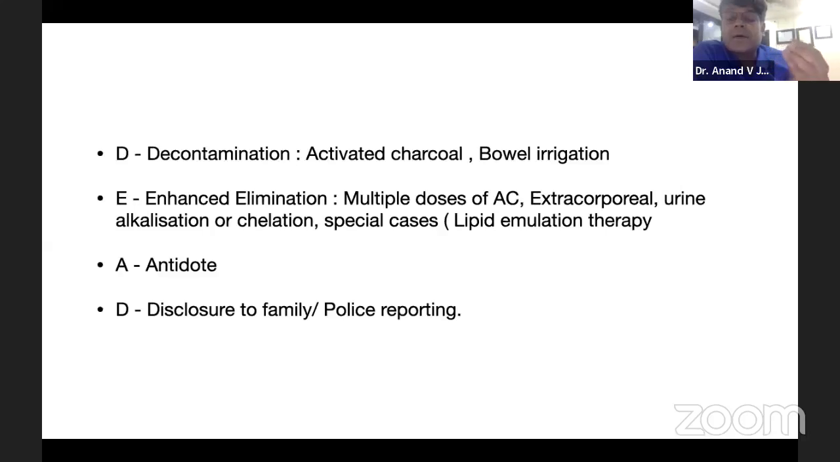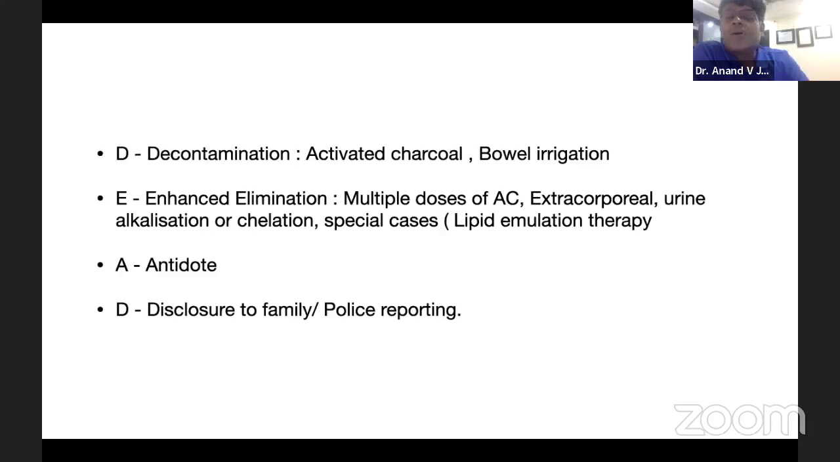Anesthetics poisoning or overdose occurs, then lipid emulsion therapy also you might get. Who knows, your colleague is depressed and he just takes up all the things. Then you also need to know that, because he wants to sure shot die, you can always help him by using this lipid emulsion therapy.